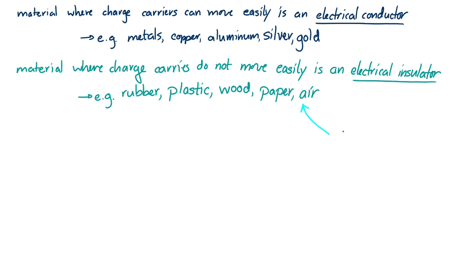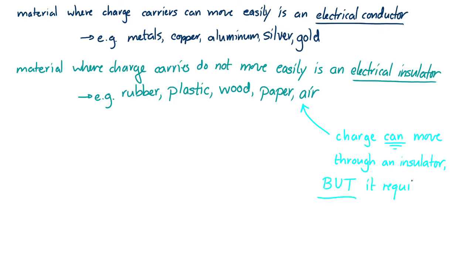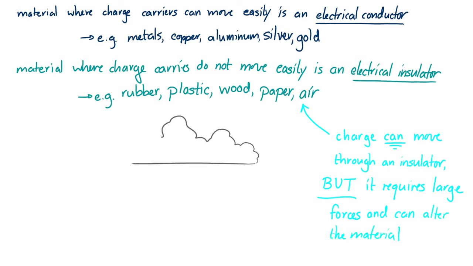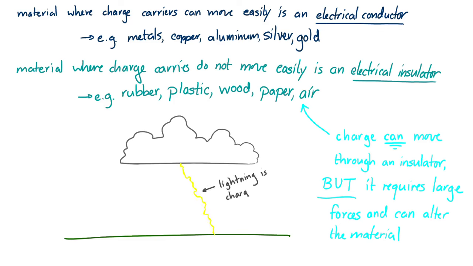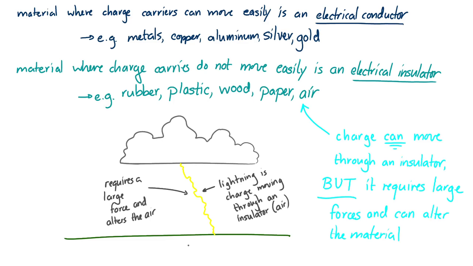And just as a side note, you can get charge to move through electrical insulators. It is possible, but it requires very large forces to do this. And when you apply those large forces and you get the charge to move through the material, sometimes you alter the material. So for example, lightning in air. You can get charge to move through air. That's what lightning is, or a spark is. But when you do that, it requires a large amount of force, and it's generally a pretty spectacular thing when it does happen.